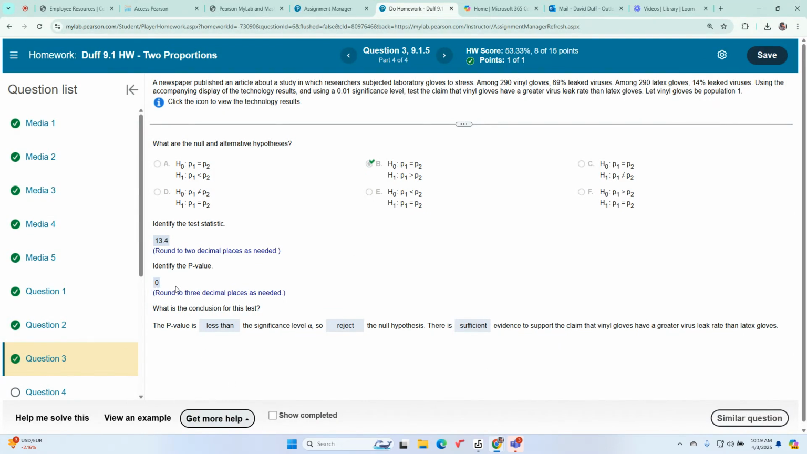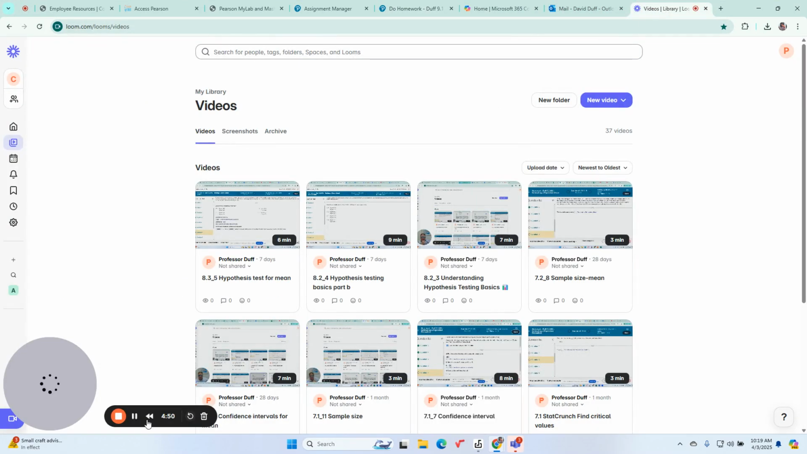And with the p-value being so low, you could just enter 0 and Pearson will accept that. So that concludes this lesson.